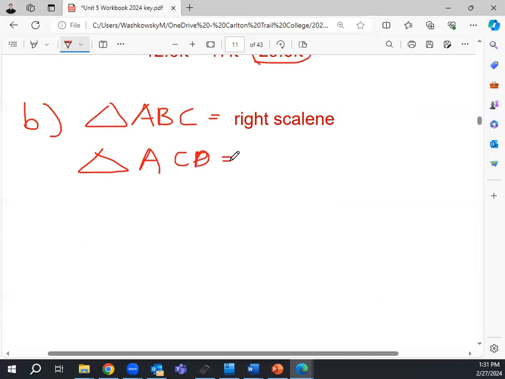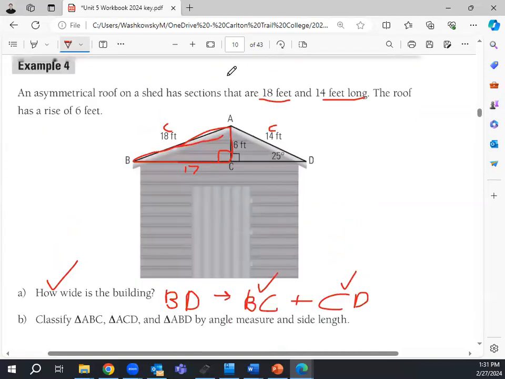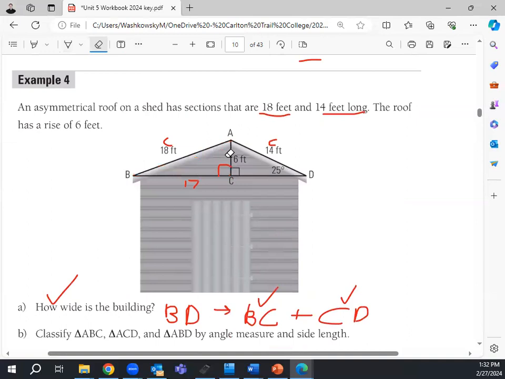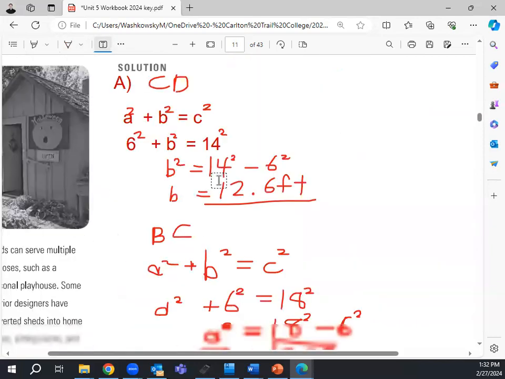Also right scaling. So that one there, I'm just going to scroll up for a second. The triangle, I'm going to start trying to not do the outlines now. So triangle ACD. So it is a right triangle, you're right. And we already know that all three sides are different because this was like 12.6 or something. And we also know that all three angles are different too, because in this one, this is 25 degrees, which would mean this one would have to be 65 degrees up here. So all three sides and all three angles are different. It has to be a right scaling one.